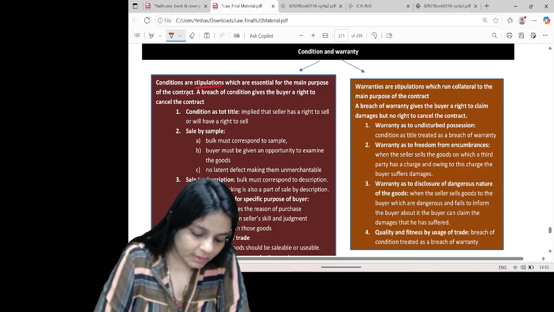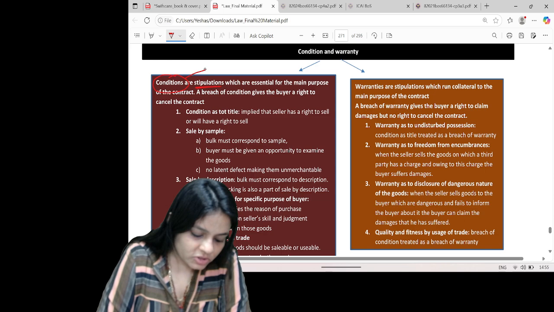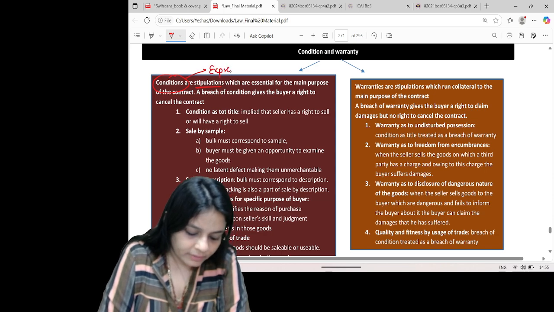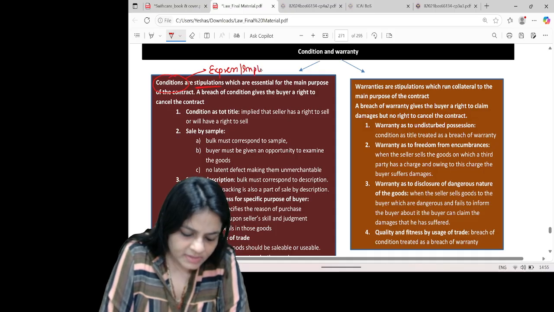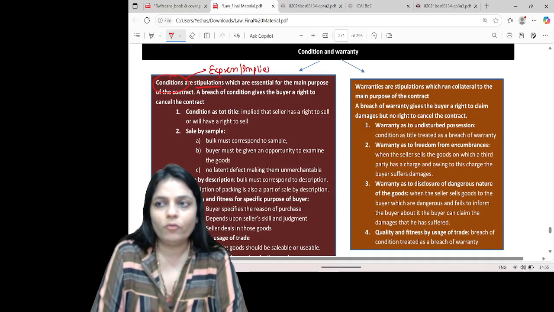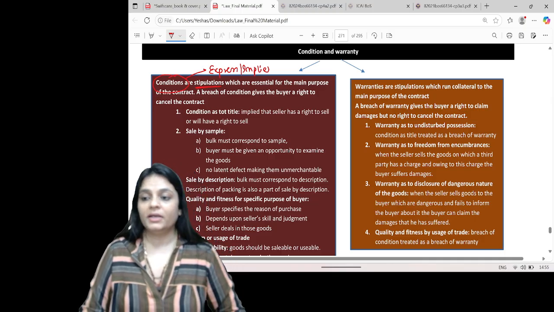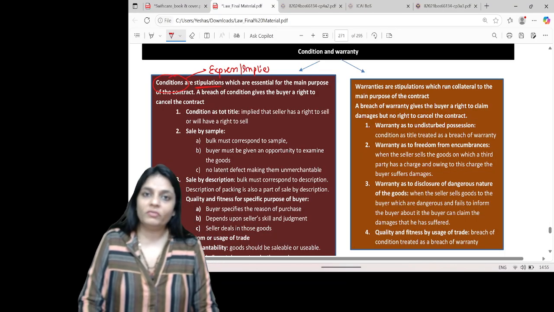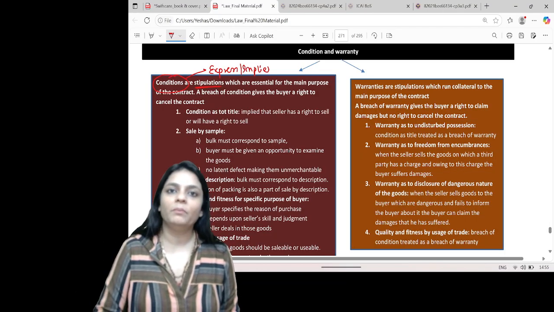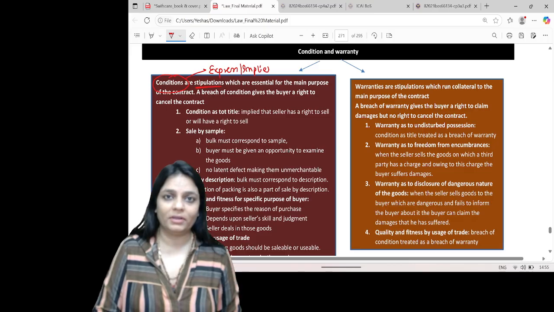When we talk about conditions, conditions may be express or implied. Express is something which the parties agree, and what they agree could be anything. So it's obviously not feasible for us to study express conditions. What we are actually going to study here is implied conditions and implied warranties.